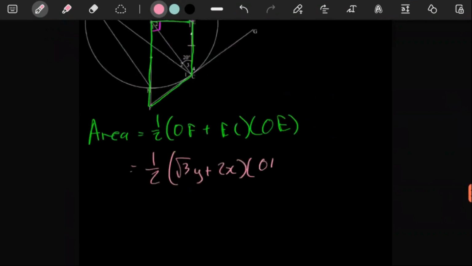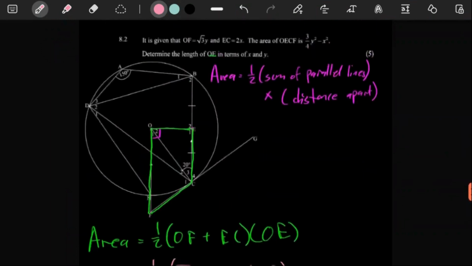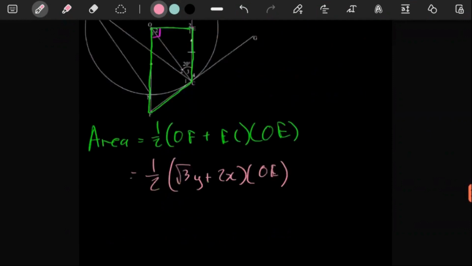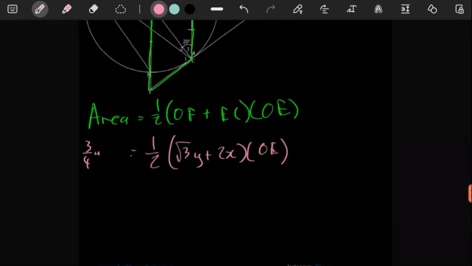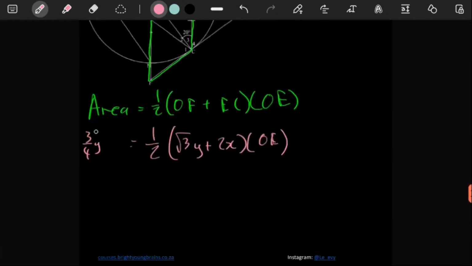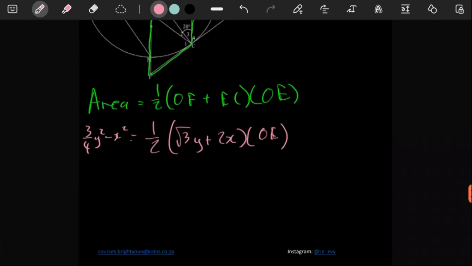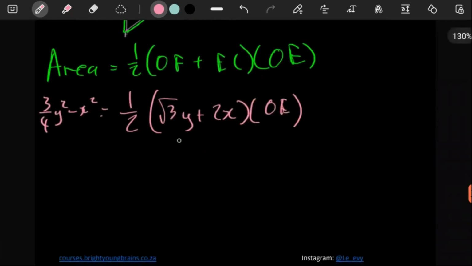They want OE now, you see. They've given us the area here. It is 3 over 4y. A half times this is going to be square root of 3 over 2y, and then a half times 2 is going to be a 1. So this is just that. We need to make OE the subject of the formula, right?